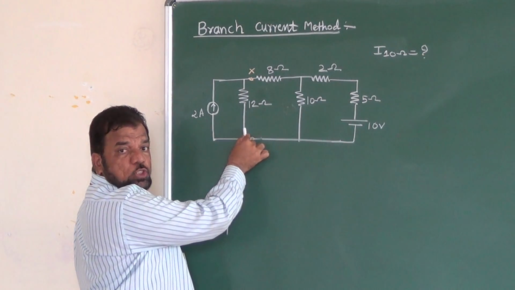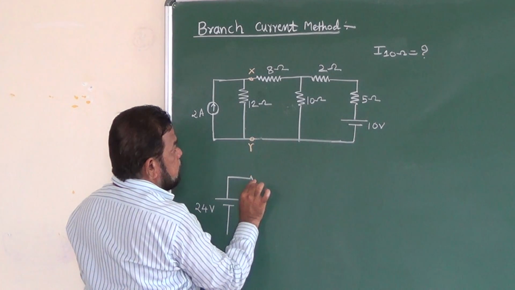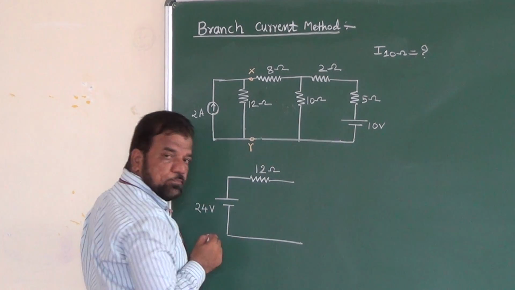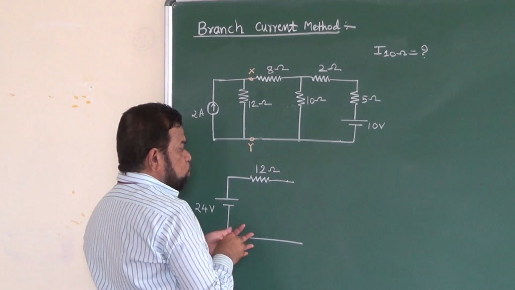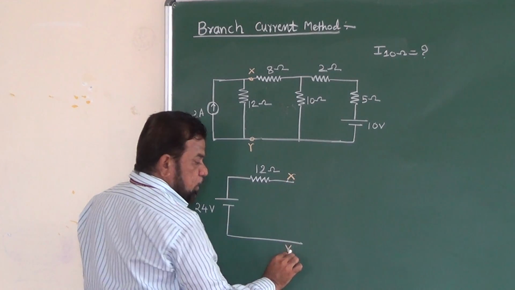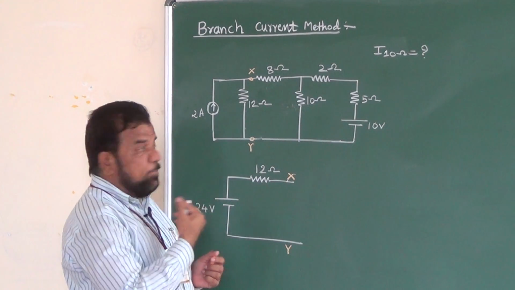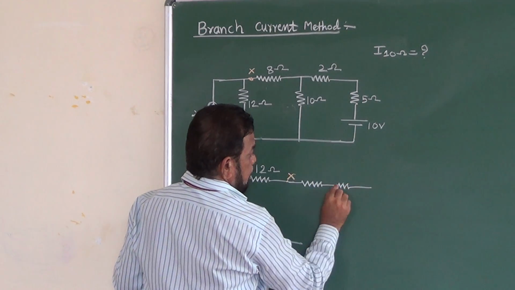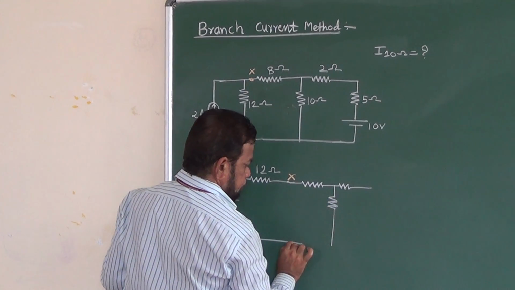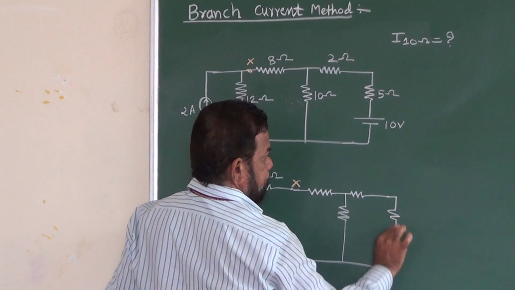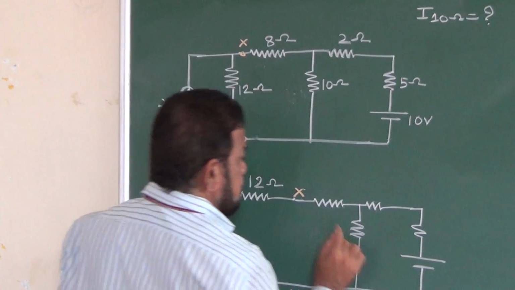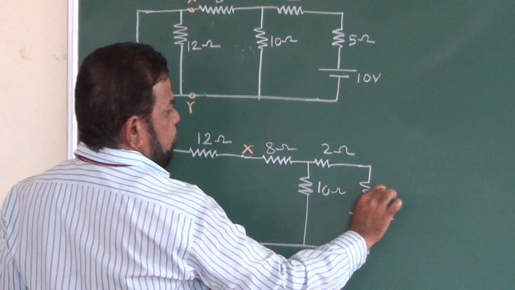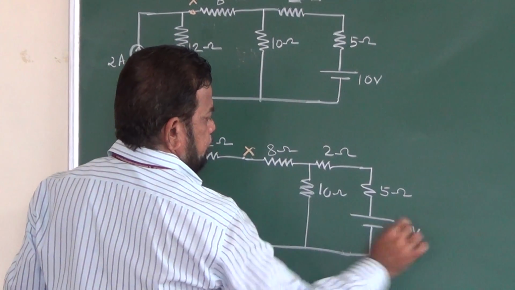and the resistance which was in parallel now comes in series. That means here you have the 12 ohm resistance. These 2 points are the same, so here the point is X, here the point is Y. Now I will just reconnect the remaining components. So this is 8 ohm, this is 2 ohm, this is 10 ohm, 5 ohm and 10 volt.